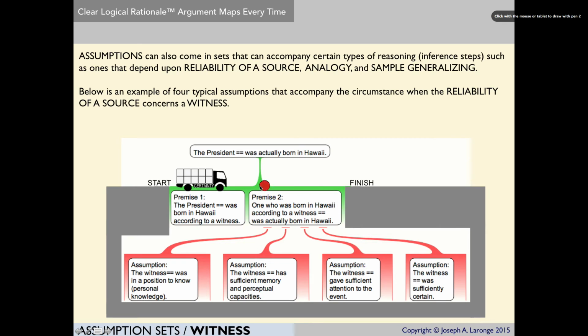Well, you can see in this premise 2 that the truth of this depends on the reliability of the source who's a witness. And there's at least 4, and certainly more, assumptions that accompany this type of premise about witness reliability. The first one is that the witness was in a position to know, that they have personal knowledge. The second assumption is the witness has sufficient memory and perceptual capacities. The third one is the witness gave sufficient attention to the event. Another one is the witness was sufficiently certain. So this is again illustrating how there can be sets of assumptions that typically accompany certain types of premises. And these are premises involving here the reliability of a witness.